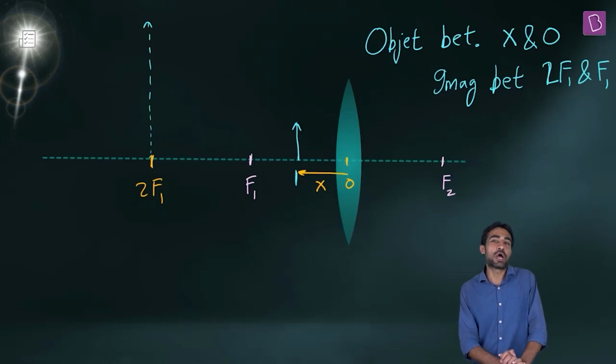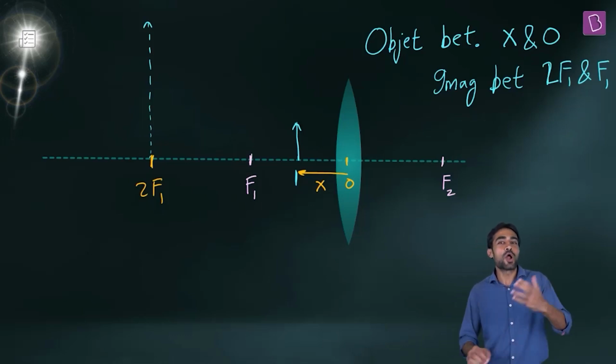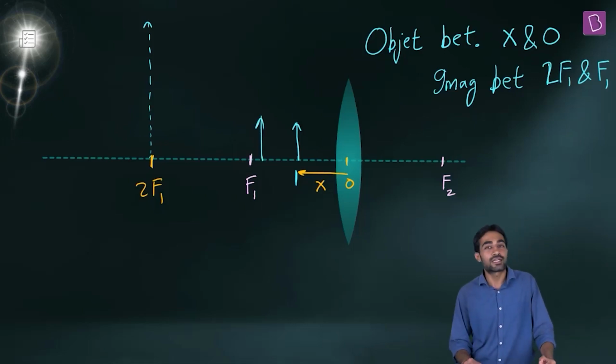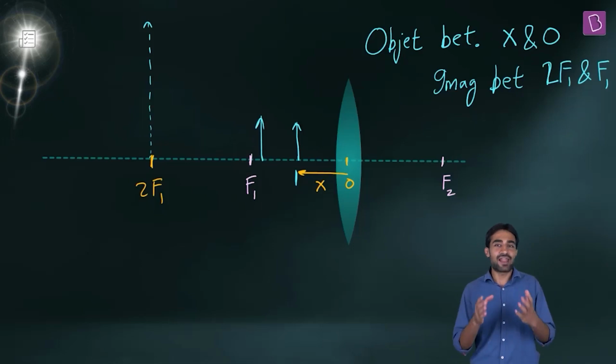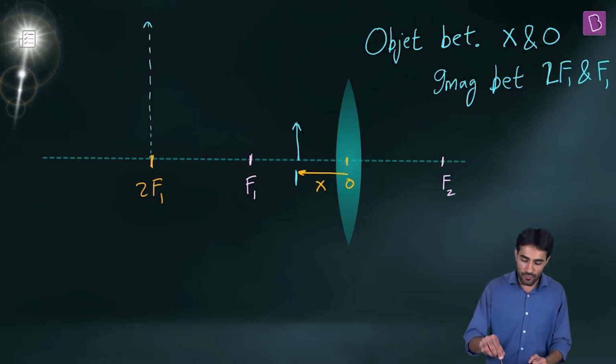Now, can we find out x? You will say, yes, of course we can find out x. What if our object is beyond x? What if our object is very near focus f1? You will say, then we will get the virtual image, but that image will be beyond 2f1. So we need to find x. So let's try to find out x.